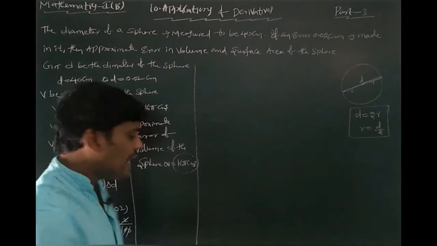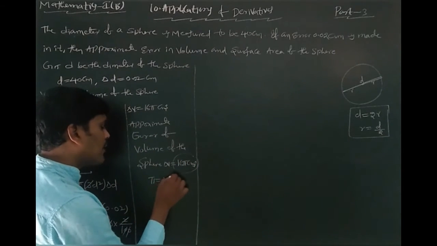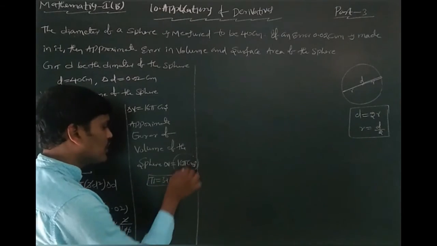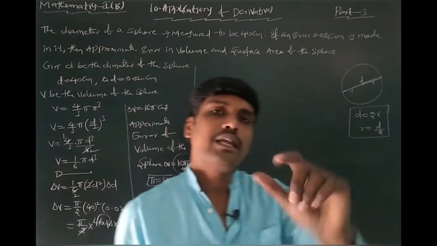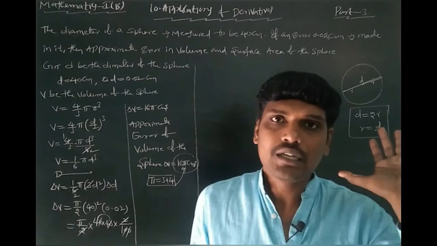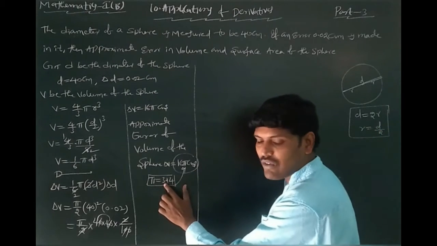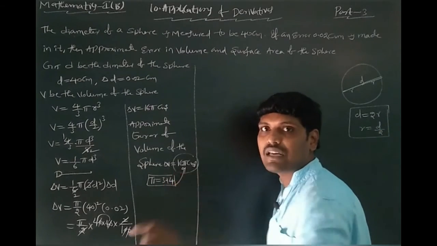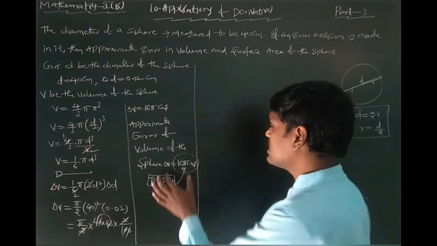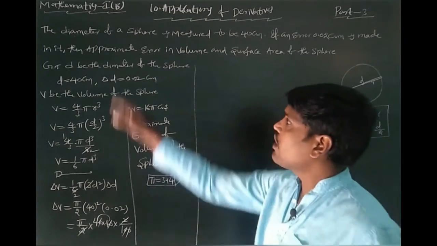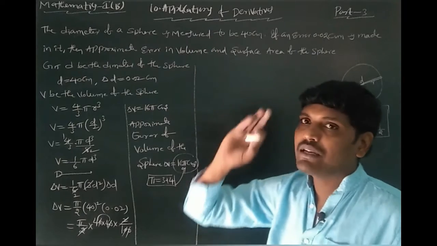Sometimes you can write the pi value as 3.14. Sometimes you can write 3.14 in place of pi. That is your wish. Some textbook answers simplify by substituting 3.14 in place of pi. Some textbooks just give the answer as this. This is how the approximate error in volume is completed.